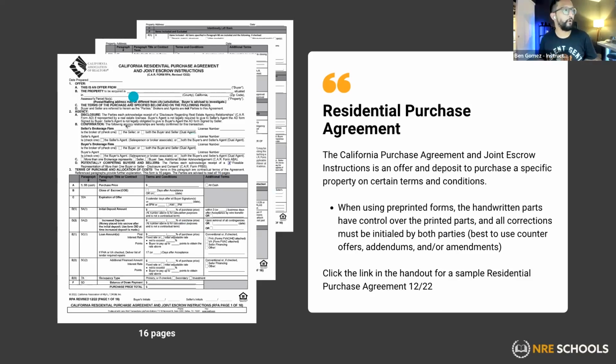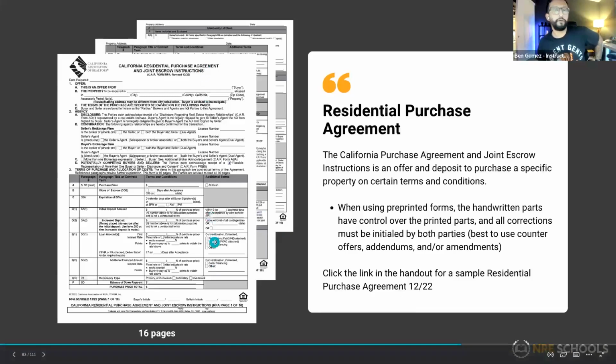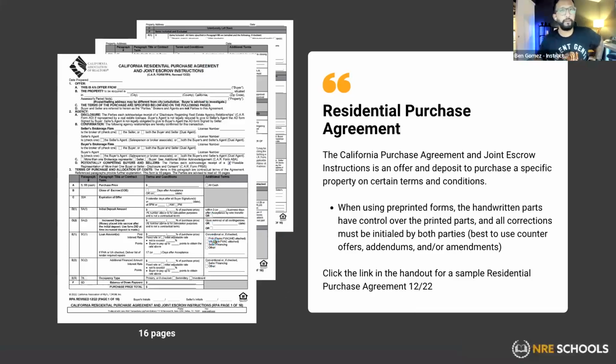These pre-printed forms are all pre-printed. So if you do cross anything out or handwrite on these contracts, make sure you initial, and those handwritten parts will supersede, will have control over the pre-written parts. So like I said, 16 pages. Take a glance at it, everybody. If you have questions on that, just shoot me a call or a message, or I'll be happy to discuss it with you. The one that I included in your handout is the most up-to-date version of the residential purchase agreement.